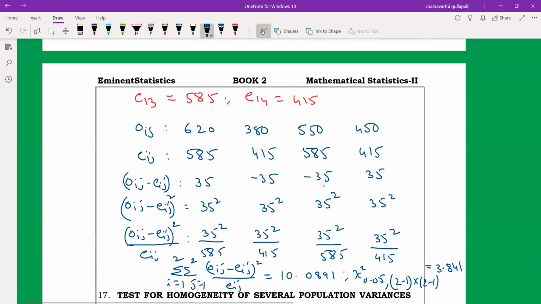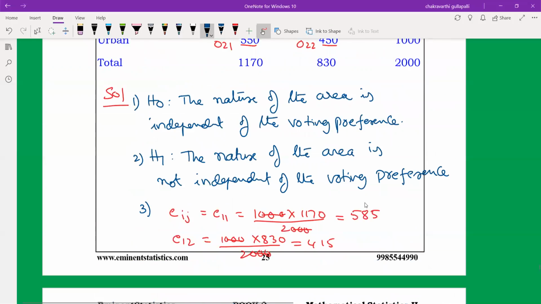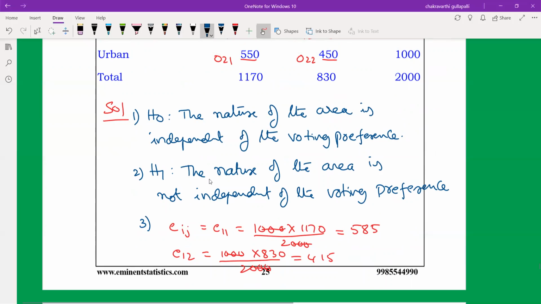Now comparing: chi-square calculated is equal to 10.08, chi-square table value is 3.841. Chi-square calculated is greater than chi-square table value. We reject H0. The nature of the area is very important. We conclude that the nature of the area is not independent of the voting preferences.